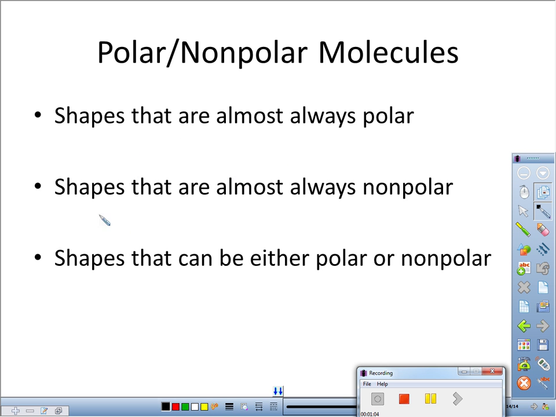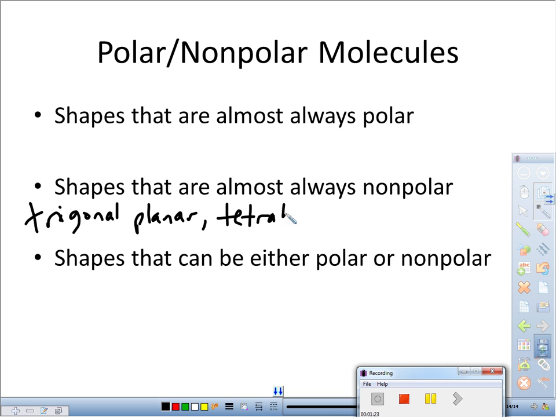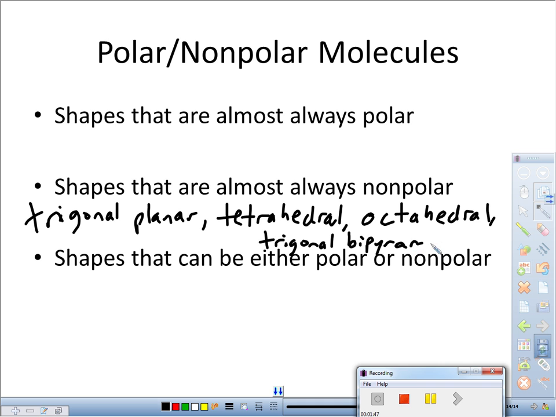I'm not rewriting it. Which shapes are almost always nonpolar? Throw them out. What's that? Trigonal planar? More? Tetrahedral I'm hearing. Octahedral. There's one more that pretty much. Yeah. Trigonal bipyramidal. You know, you don't have one of those on your sheet, like an SH5 or something like that.